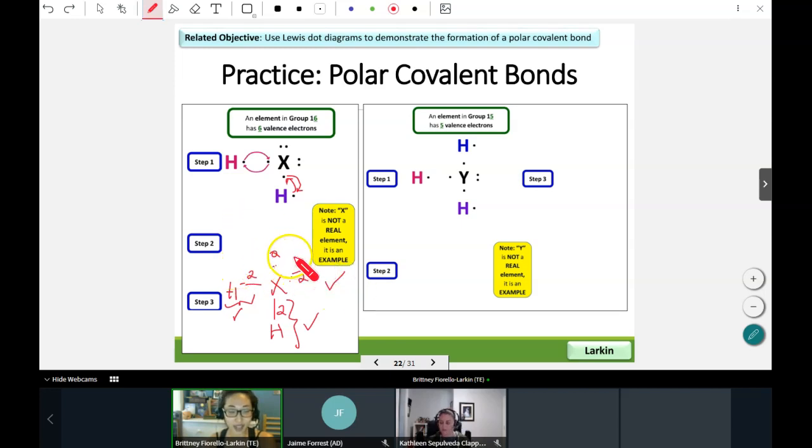And again, X is going to be slightly more electronegative, so it's going to become slightly negative. Hydrogen will become slightly positive. Now tell me in the chat box, how many bonds do you think we'll end up having in this one? How many pairs, bonds, how many lines will we end up with for our group 15?